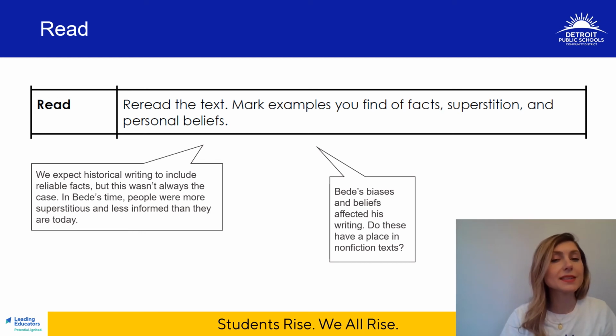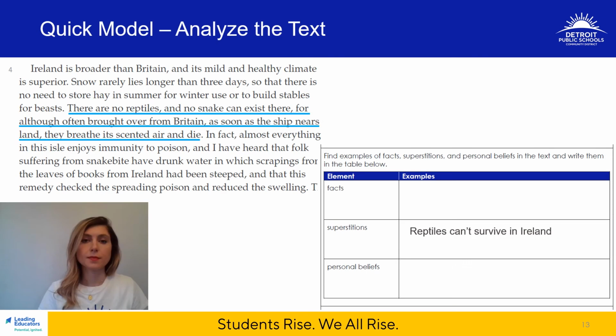I'll show you an example in the next slide of what this might look like before you fully invest yourself in this activity. Let's move back to paragraph 4. Now remember, paragraph 4 focused on reptiles. Let's look at the part where the author talked about the reptiles not being able to survive in Ireland. No reptiles could survive there. We know this isn't true, right? Especially the part about the animals dying once they breathe the scented air of the country. This is a superstition that many people must have believed in Bede's day. And so I added it to the note catcher as something that is probably superstitious in nature.